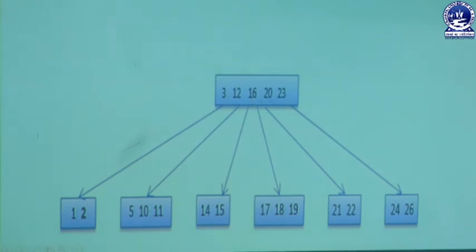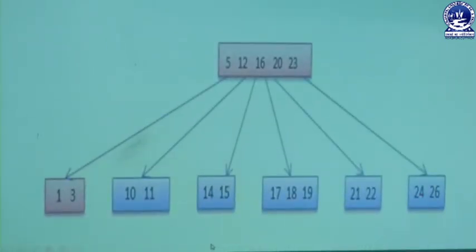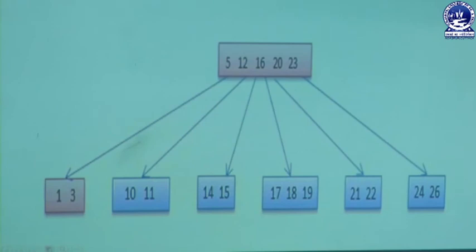The range 16 to 20: 17, 18, 19 are present here. The range 20 to 23: 21, 22 are present here. And the keys which are greater than 23, those are 24, 26, are present here. Suppose we want to delete 2. At that time, what will happen?